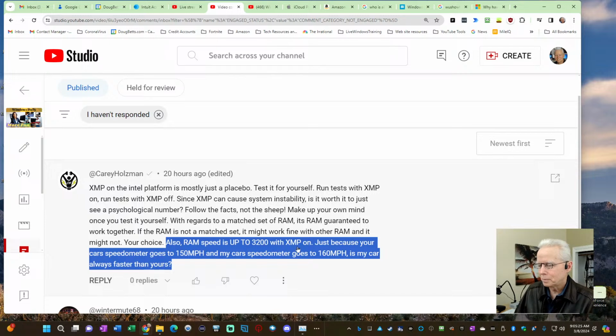So RAM speed up to XMP with XMP on. And I actually did see that. I saw where my memory speed wasn't actually getting up to that number in actual usage.